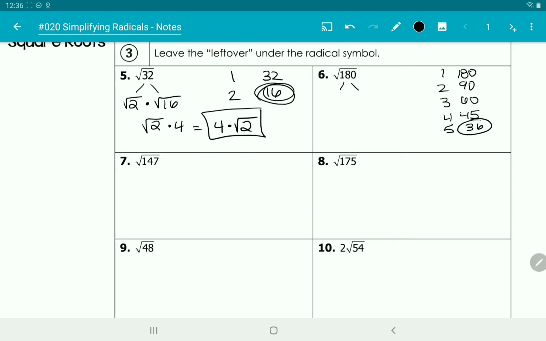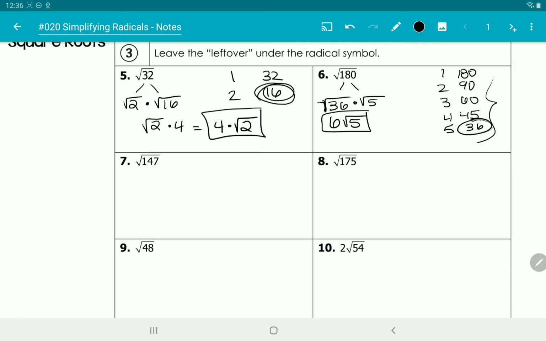So we're going to split this up. I'm going to do it this way this time so we don't have to flip them back and forth. So square root of 180 is the same as square root of 36 times the square root of 5. We're going to take the square root of this one, simplify this, so square root of 36 is the same as 6, and then we leave the square root of 5 underneath the square root right there. And that's our answer.